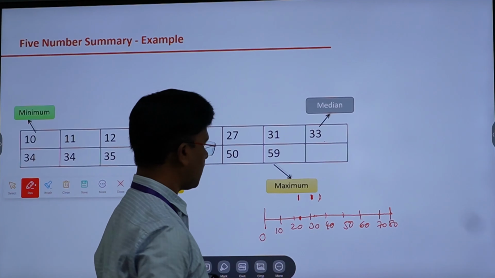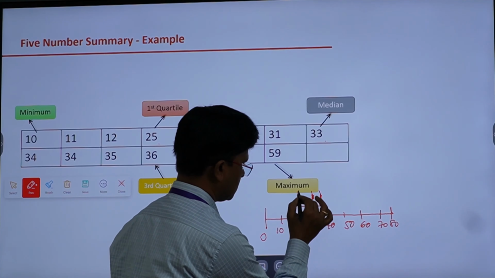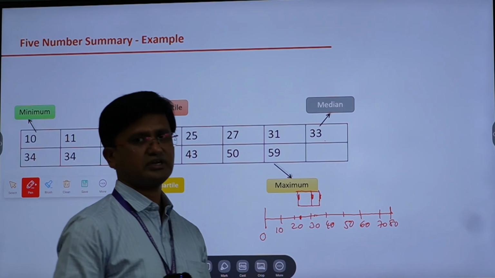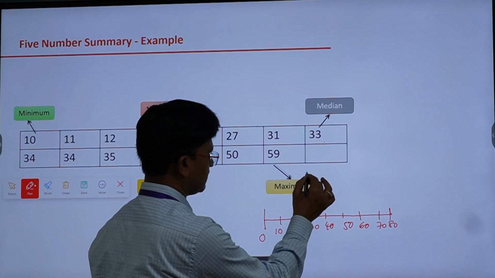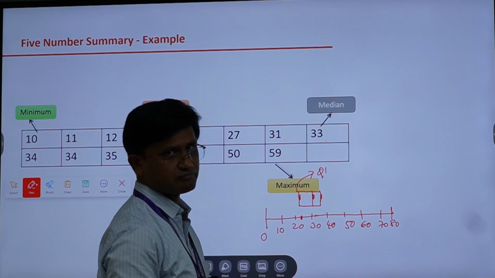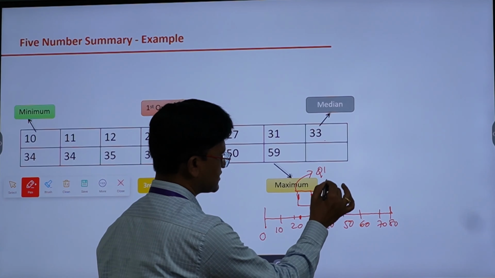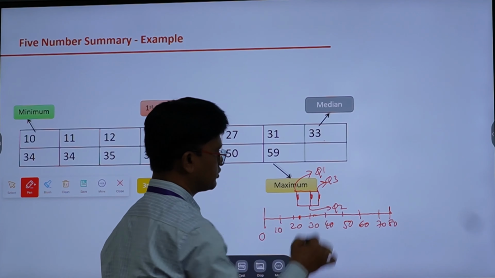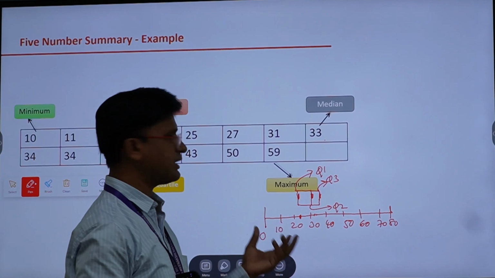Now what I'm supposed to do is extend this vertically. Just extend that and then join this. It forms a box now, where the first point is my Q1, this is my Q2, and this is my Q3. So 3 values I have plotted, and next 2 values are min and max.